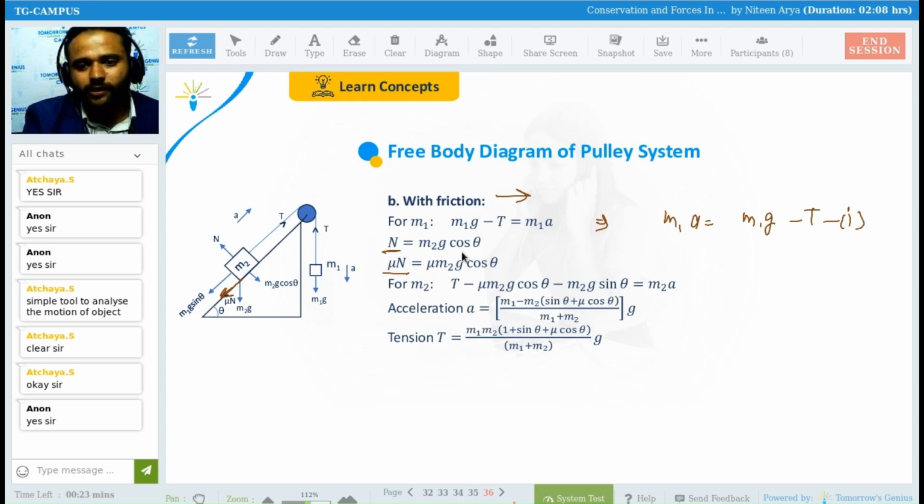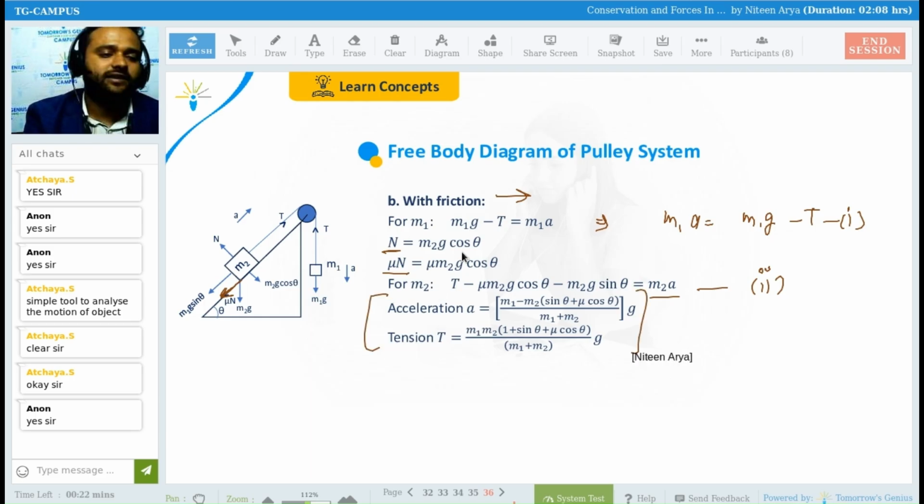Here, the net force on m2 is m2a, equal to tension minus mu m2g cos theta minus m2g sin theta. Again, this is your first equation, this is your second equation. To get the acceleration, add both the equations. Tension is taken care of again because it is negative in one and positive in the other, and again we get the acceleration and we get the tension also. Clear? Solve this and check it out.